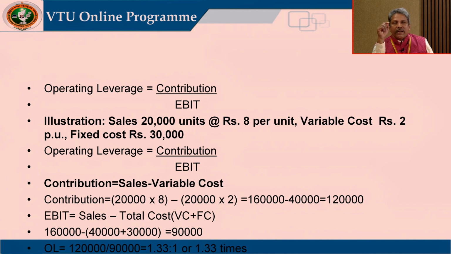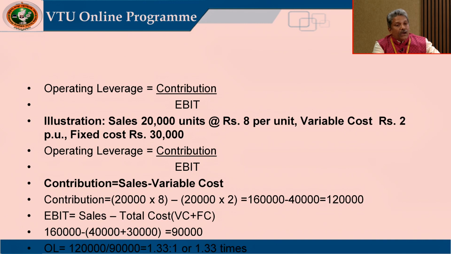So, sales revenue will be 20,000 into 8, 1,60,000 rupees. Variable cost is 2 rupees per unit, so 20,000 into 2, that is 40,000 rupees is the variable cost. So, here contribution is equal to 20,000 into 8, that is 1,60,000, minus variable cost 20,000 into 2, 40,000. So, 1,20,000 rupees is the contribution.